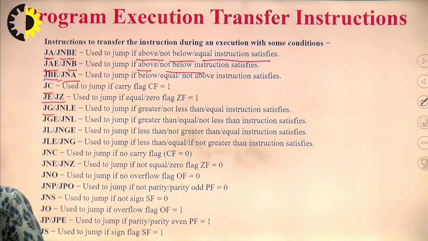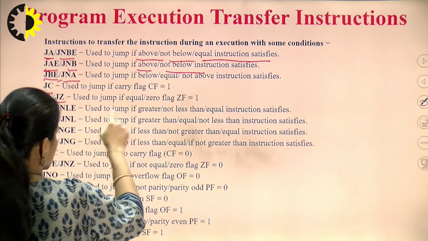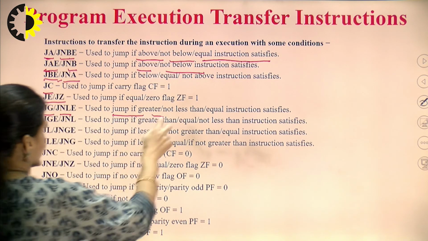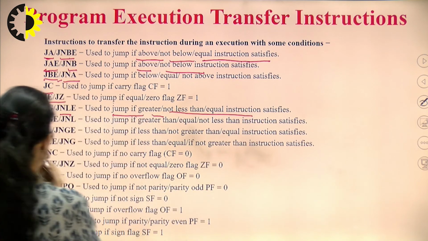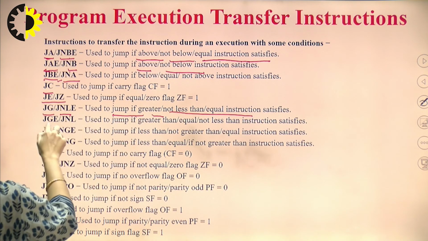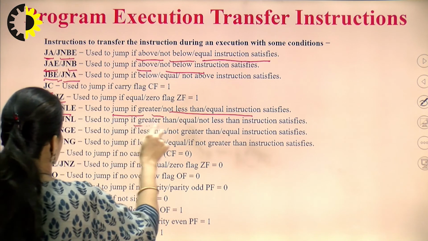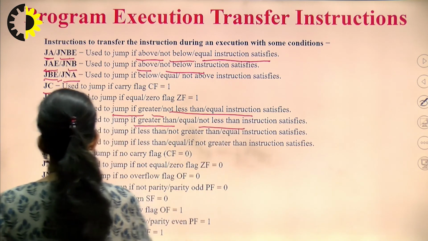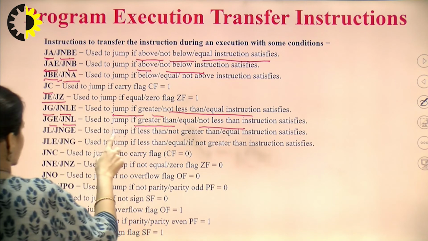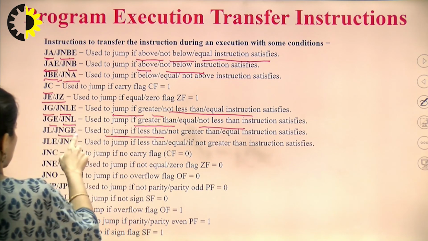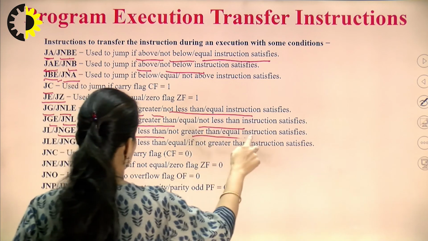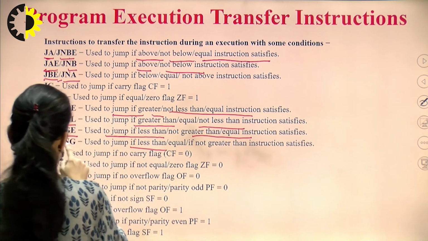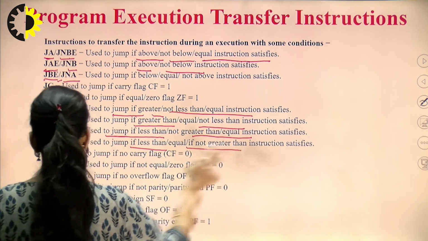JG means it's used to jump if greater, and JNLE is the not less than or equal instruction. Again JGE means it's used to jump if greater than or equal. JNL is not less than. Similarly, JL is used to jump if less than. JNGE is the not greater than or equal instruction. JLE means jump if less than or equal. JNG means not greater than.